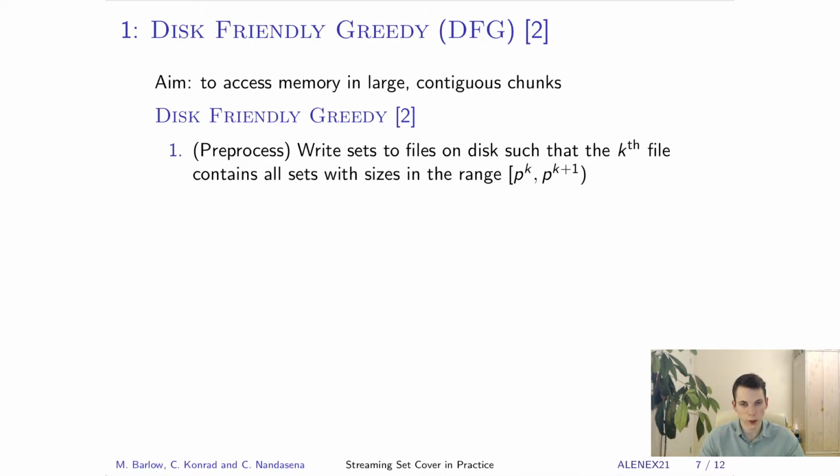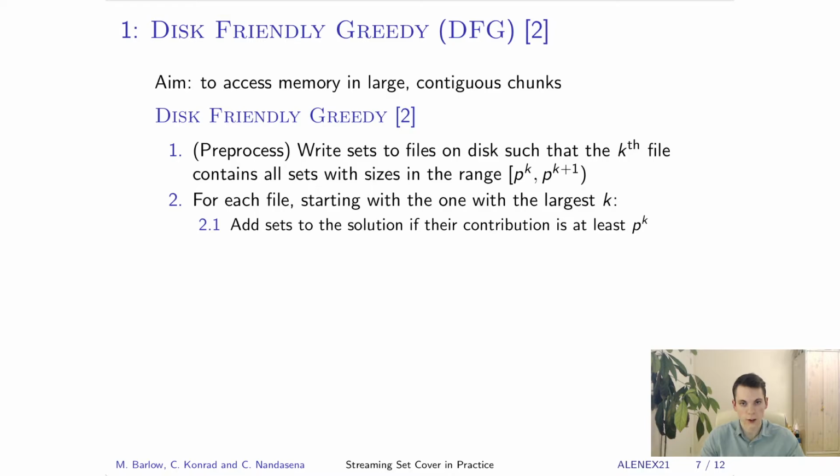As a preprocess, we first write sets to files such that the kth file contains all sets with sizes in the range of inclusive p to the k to p to the k plus 1 exclusive. So each file here corresponds to a chunk on disk, and the smaller our p value, the more files we'll have. Then we iterate through the files in order of decreasing k, and we add sets to the solution if their contribution is at least p to the k.